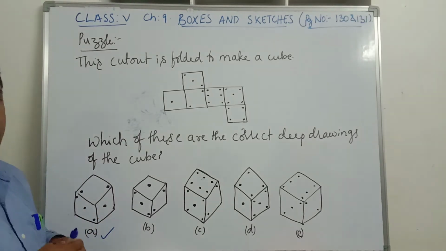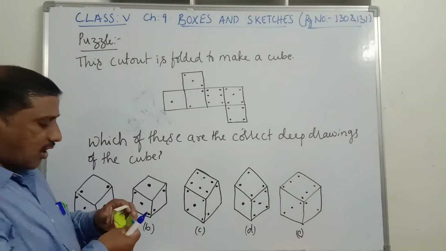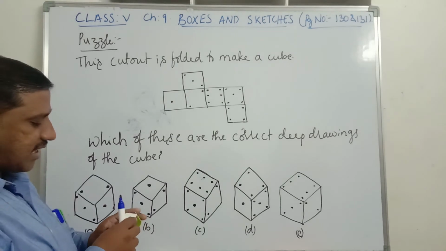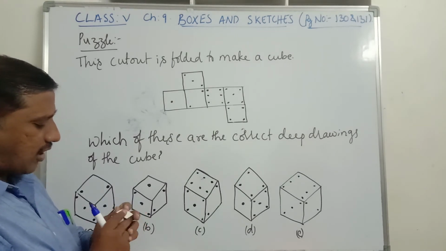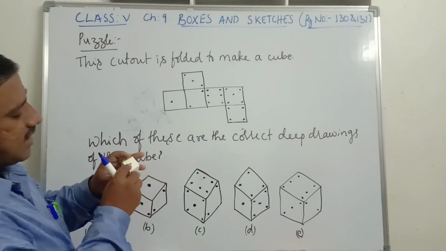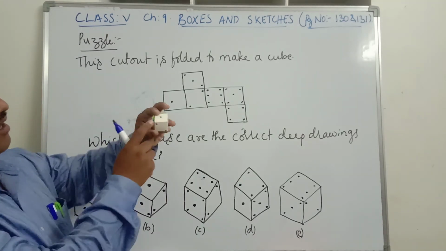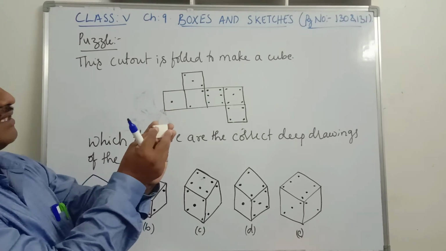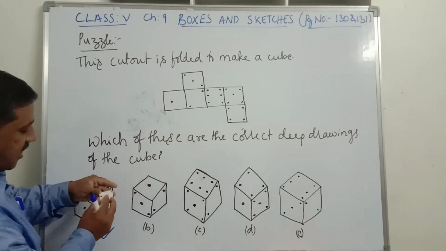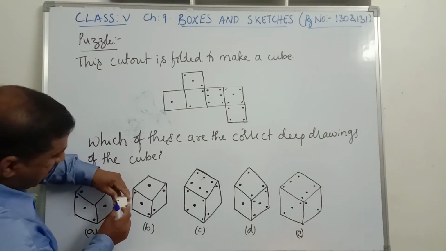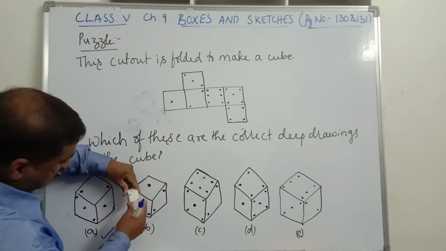Similarly, check for B. Now, for B on the top surface we have 1 dot. So you fold the cube. See, that 1 dot should be on the top surface. Now see here, this is 1 dot. You place it like this. Now compare. So this is 1 dot, and here what is it?